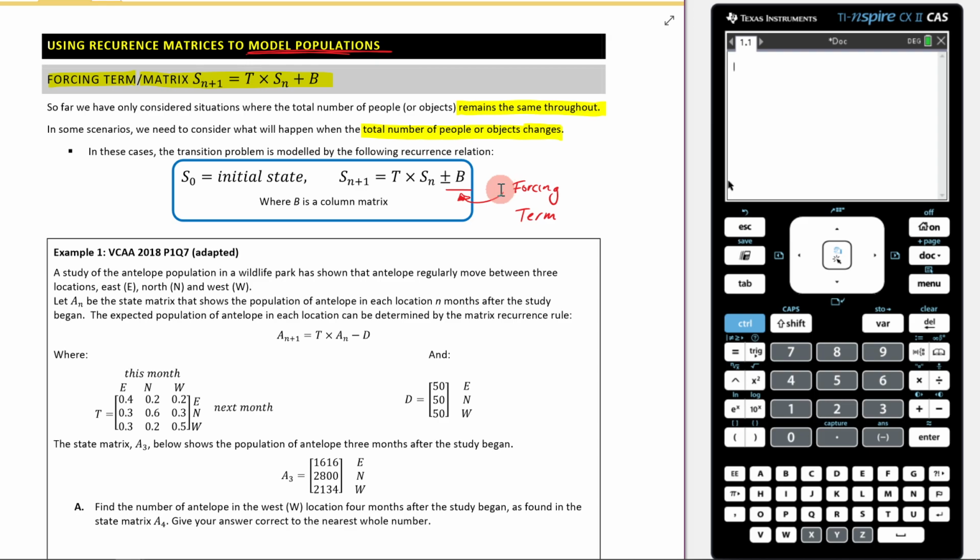So this forcing matrix is taking into consideration the fact that some antelopes are going to die, some are going to be born. There's going to be a change in the overall population. And that's why we use this type of recurrence relation when you have a change in the overall total number of people or objects. So with that introduction, let's now dive into this first example.